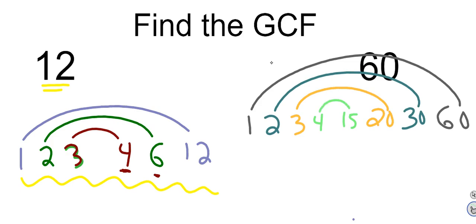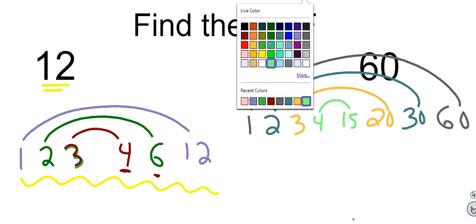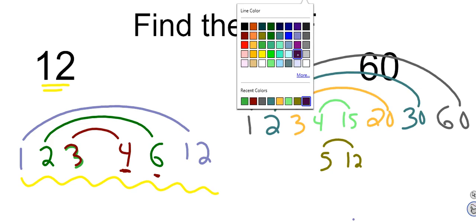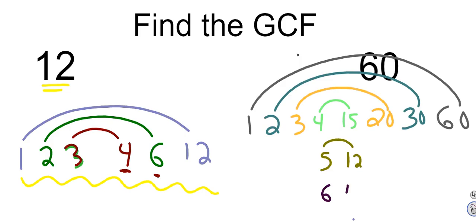Oh my gosh, 60 has so many factors. I'm going to have to move down a little bit. We'll make a second little column, and how about the avocado color? How about 5? 60 divided by 5 in your calculator is going to give you a 12, right? And then how about 6? Pick up your calculator. 60 divided by 6, that gives me a 10, right? So 6 times 10 is 60.